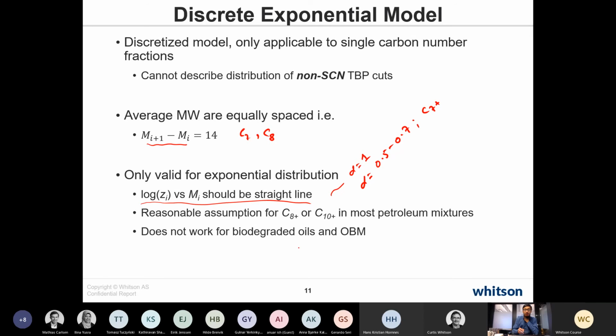And surely for biodegraded oils, and if you want to describe the molar distribution of oil-based muds, then you cannot use the exponential model, because for biodegraded oils, the distribution of the C7 plus is never an exponential distribution.